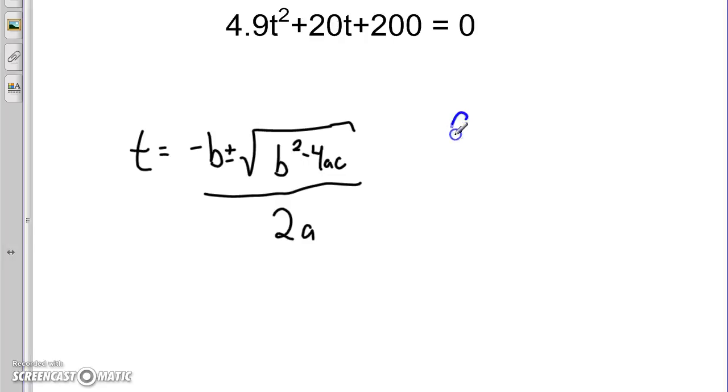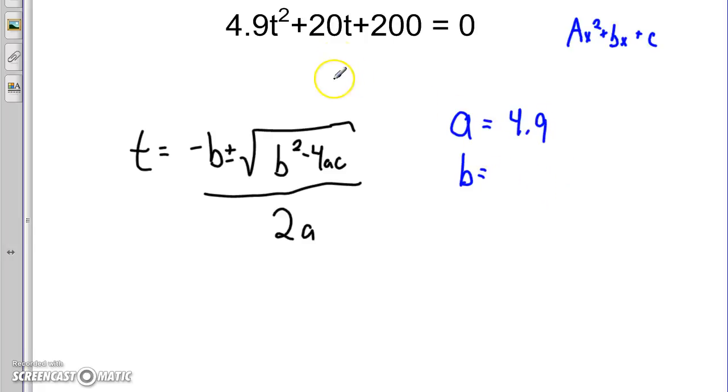A is going to be the coefficient on the squared part. B is going to be the coefficient on the linear part, right? And it all comes from ax squared plus bx plus c. Or again, this time we're using t's, so a t squared plus bt plus c. Well, the thing in front of t squared is going to be a. So a is going to be just the number 4.9, the coefficient 4.9.